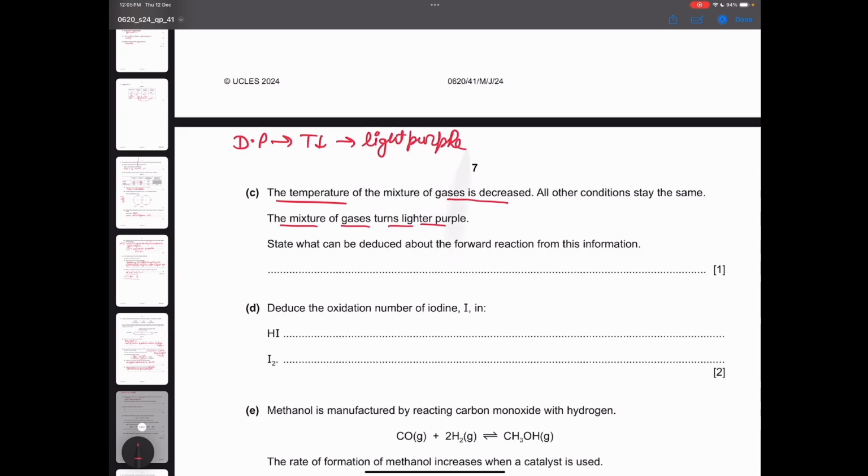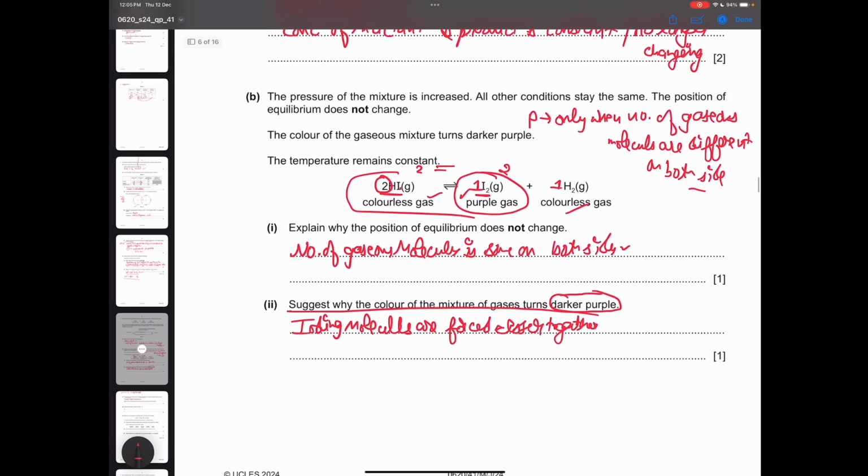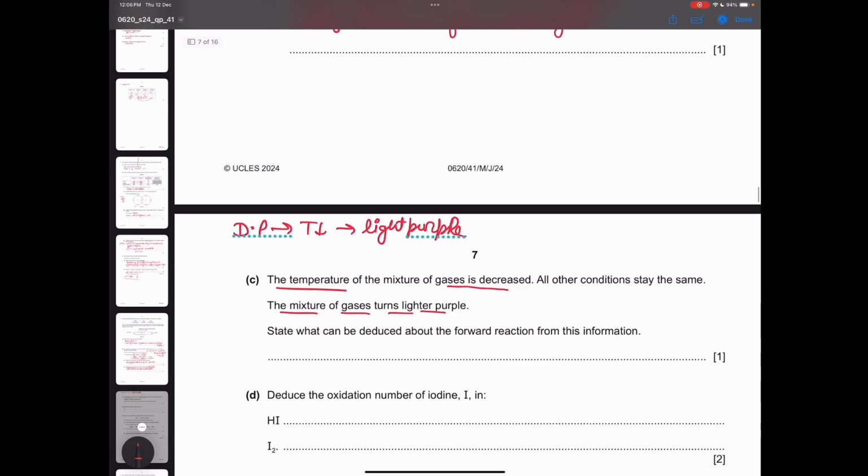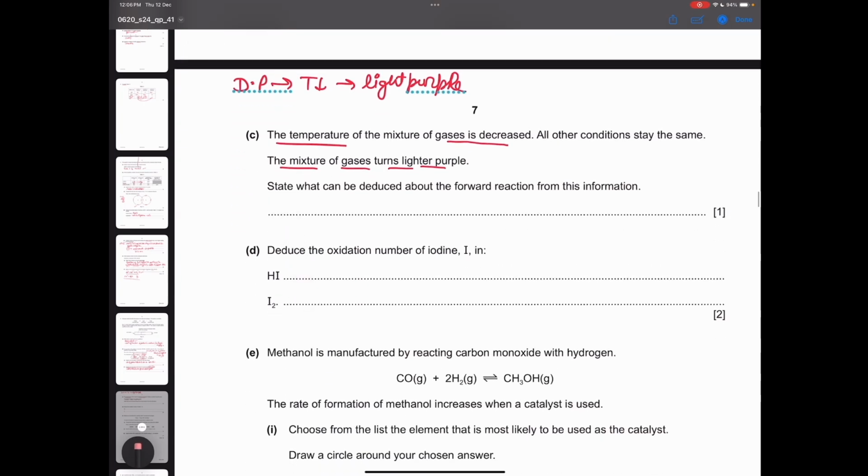And darker purple color is given by which gas? Iodine, which is present on the product side. So it simply means when you are decreasing the temperature, the reaction is going backwards. It is going away from the darker purple color. And now we know that in endothermic reaction, when you decrease the temperature, backward reaction is favored. So this can tell you that this is an endothermic reaction. Because when you increase the temperature in endothermic, forward reaction is favored. When you decrease the temperature, backward reaction is favored.